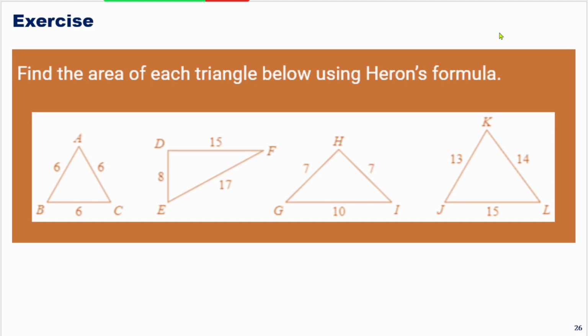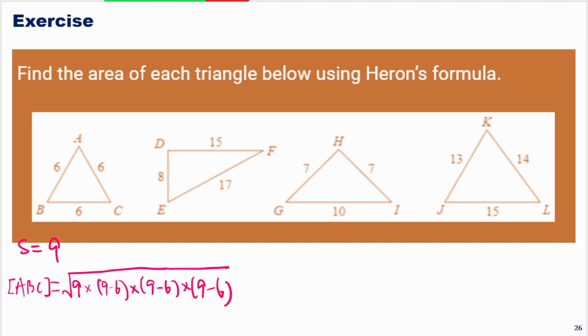Okay, next let's have a look at a quick quiz. Can you find the area of each triangle below using Heron's formula? Note that in each of the triangles here we know the three sides, right? So you can use Heron's formula to find the area of each of the triangles very easily. For the first one, we know s equals half of the perimeter, which is 9, right? So the area of that triangle is the square root of 9, that's s, times (s minus the first side) times (s minus the second side) times (s minus the third side). And this gives us 9 square root 3, right?